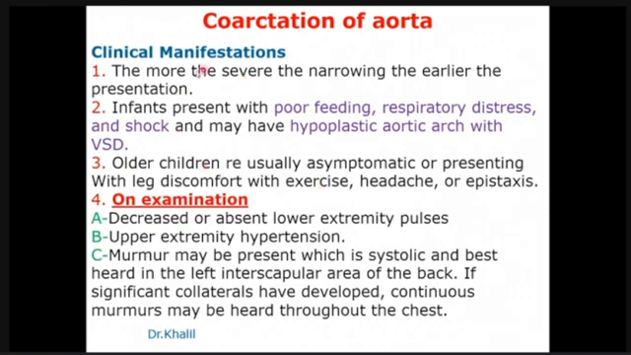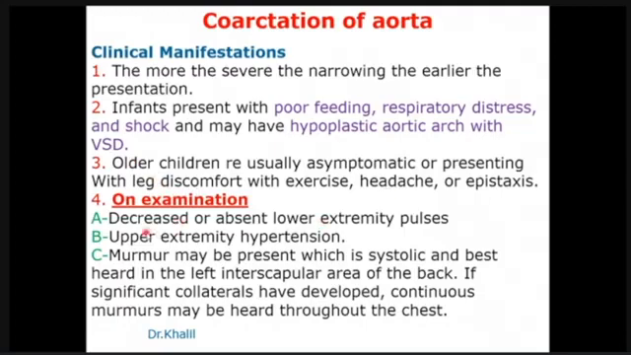Then, coarctation of aorta depends on the severity of the constriction, and we have two types, infantile type and childhood type. The infantile type presented with feeding difficulties, respiratory problems, and shock. And if undiagnosed and past the infancy, the older children may develop leg discomfort during exercise, headache, and epistaxis.